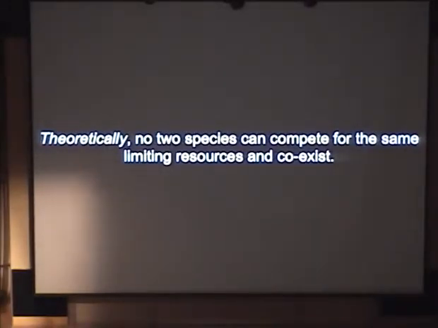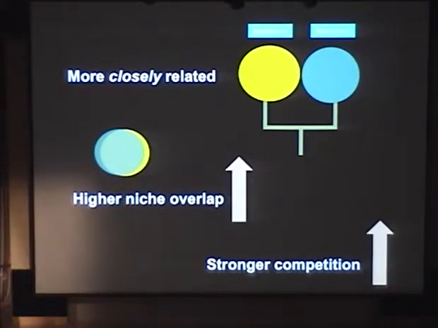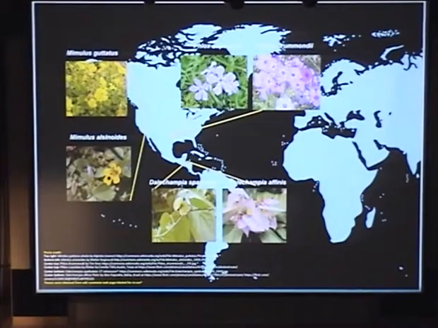So why is this such a pervasive question? Well, theoretically, no two species can compete for the same resources and coexist. Closely related species, because they have shared evolutionary history, tend to be very similar in resource-associated traits, therefore overlap more in their niche space and compete more intensely. So based on this, it's been often predicted that closely related species should not co-occur, because it would eventually lead to the competitive exclusion of the weaker competitor.